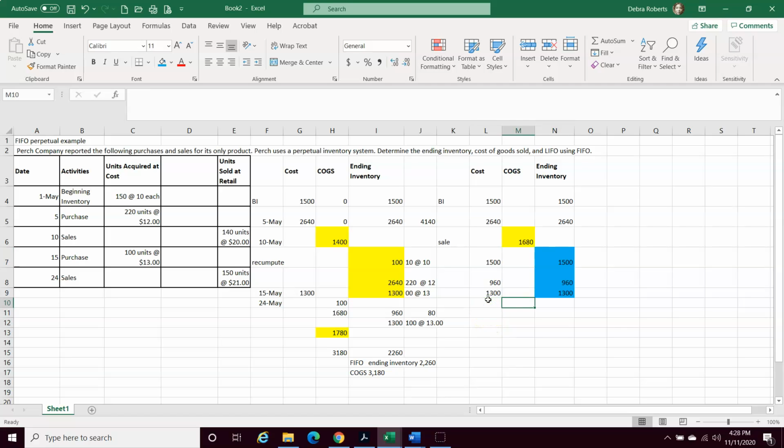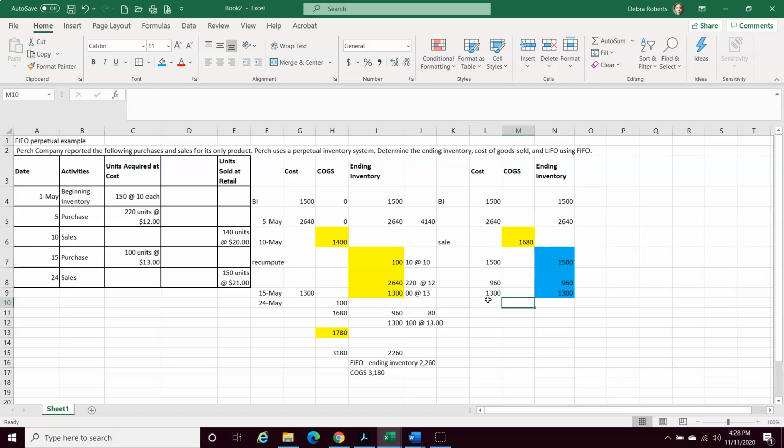Where do we take the money? Where do we take the units? Well, we sold 150 units. If we look at our data, we've got 150 units at $10 each. That's the first layer. We've got 80 units at 12, right here. And then we have a final layer of 100 units at 13.